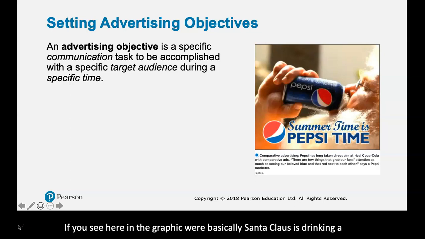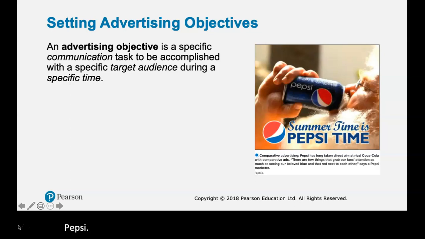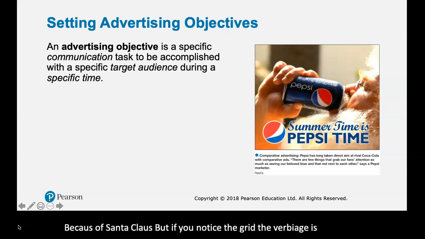That grabs the attention of the viewer because of Santa Claus. But if you notice, the verbiage is "summertime is Pepsi time." So even though Christmas doesn't happen in the summer, obviously Pepsi's objective here was to grab the attention of the viewer during the summer months and try to increase sales of Pepsi during that time.